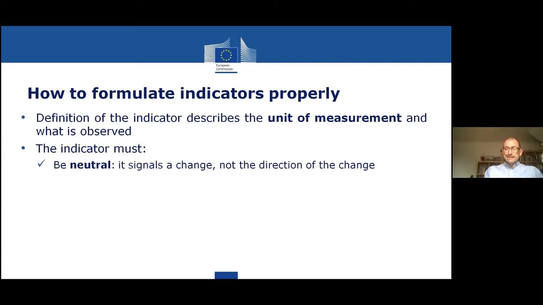The indicator must be neutral. It is there to signal a change, but not the direction of the change. The direction of the change is captured in another element of the indicator, and that is our baseline and our target. It should not include the target. So the definition should say nothing about whether things are going to be increased, whether it's going to be 20%, and so on. It should be neutral.